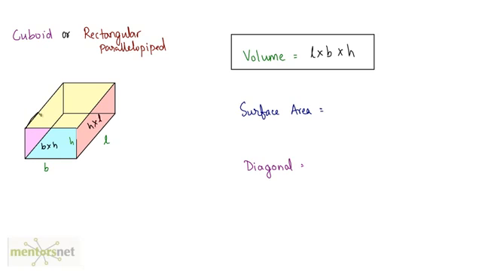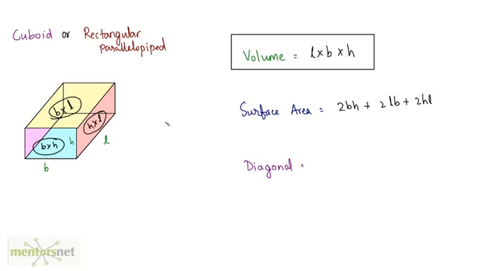And the area of this top surface will be B times L, because this is B and this is L. So there are two areas like this, two areas like this, and two areas like this, isn't it? Two surfaces of each kind, basically. So we have 2 times BH plus 2 times LB plus 2 times HL.